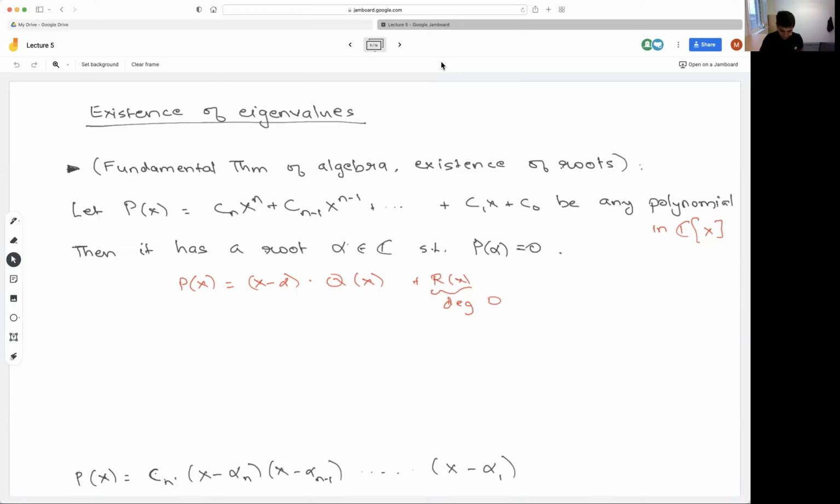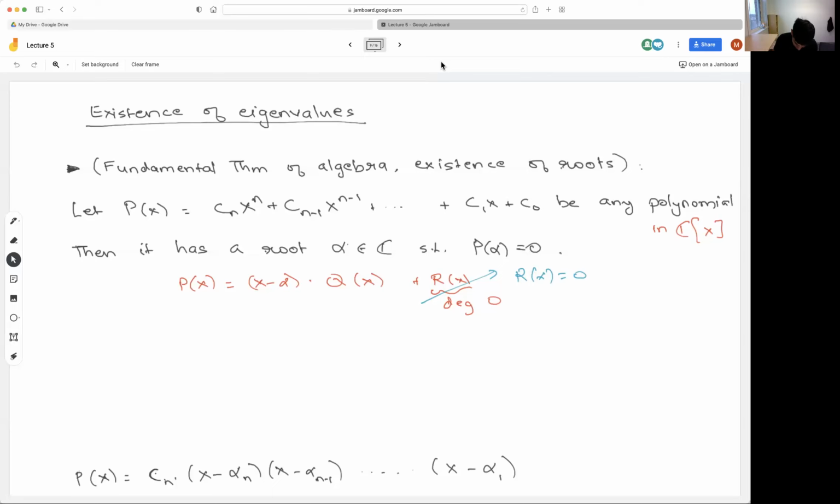But when you plug in alpha, a degree 0 polynomial is just a constant, by the way. And when you plug in alpha, this has to be 0, but the only way a constant is 0 is if it's just always 0, right? It doesn't really depend on alpha. It's a degree 0 polynomial. So x minus alpha must be a factor. And then you can apply the same theorem to q, which is some polynomial. So it has at least one root. This root is a factor of q of x, and you can pull it out.